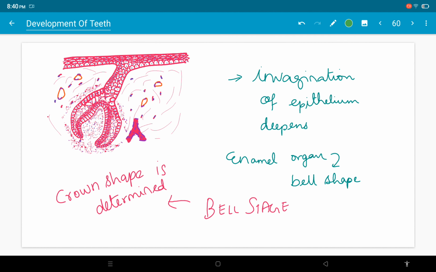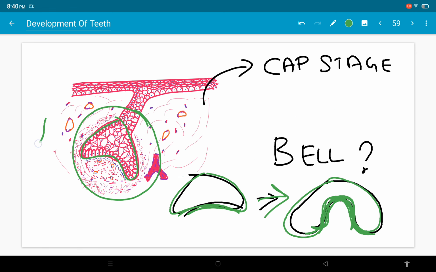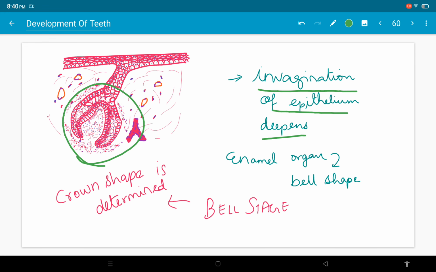So you cannot expect an exact bell to be here, right? It's a tooth forming. So this is the enamel organ in a bell stage. Invagination of epithelium deepens. So the invagination of epithelium, the enamel organ which was a bud, has become a cap and has turned to a bell. The invagination, this part deepens here, and the enamel organ turns to bell shape.